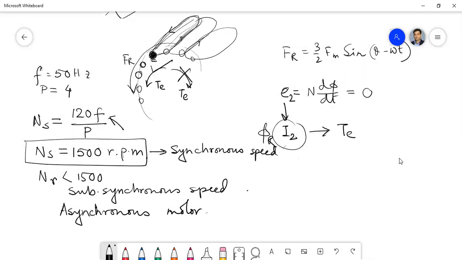Conducting wire to rotor bar. In case of squirrel cage induction motor, we don't have any wire, we have only bars. In case of wound rotor induction motor, we can have conductor or coils.